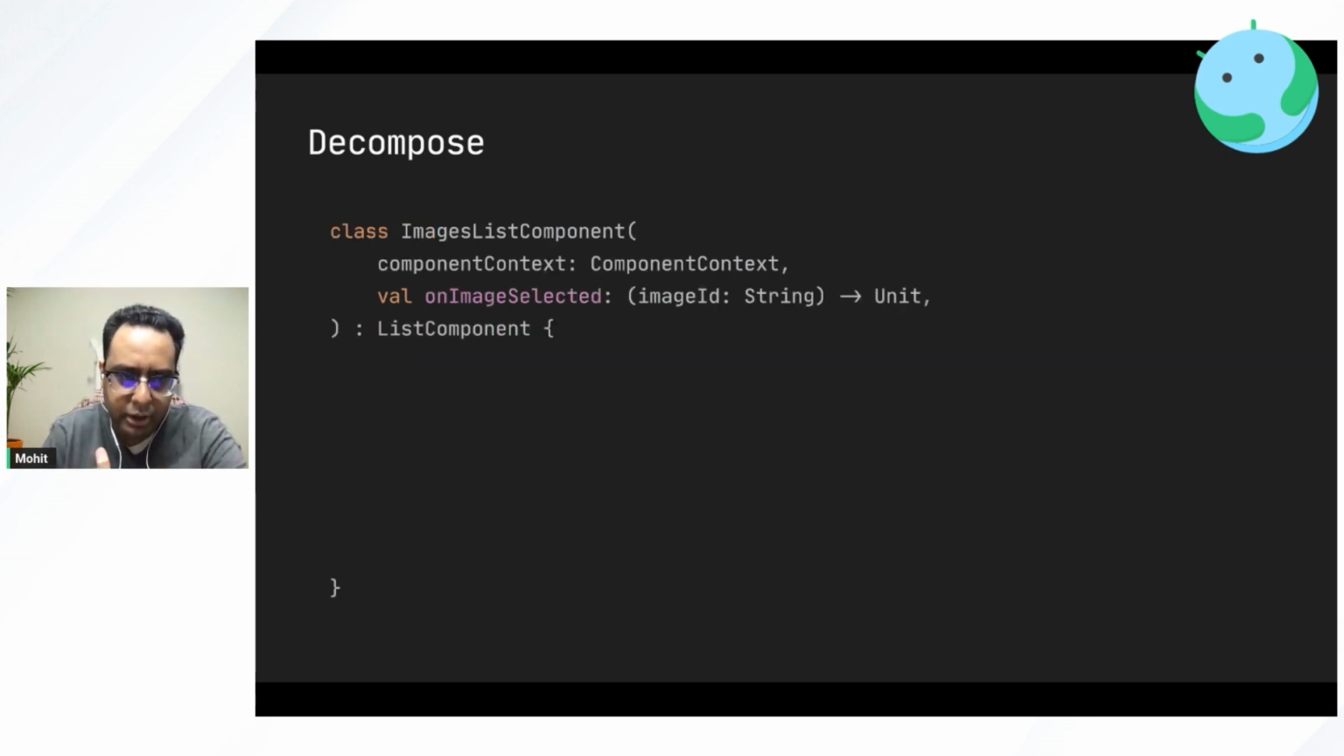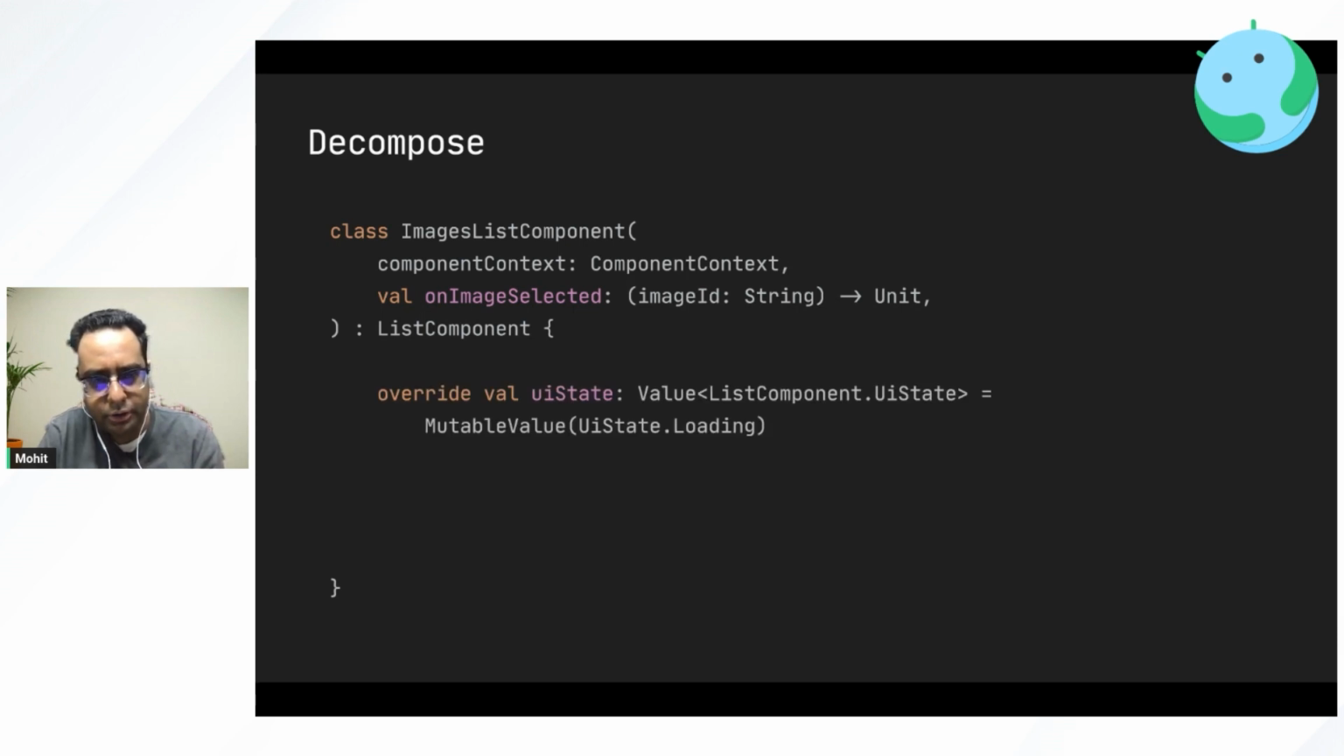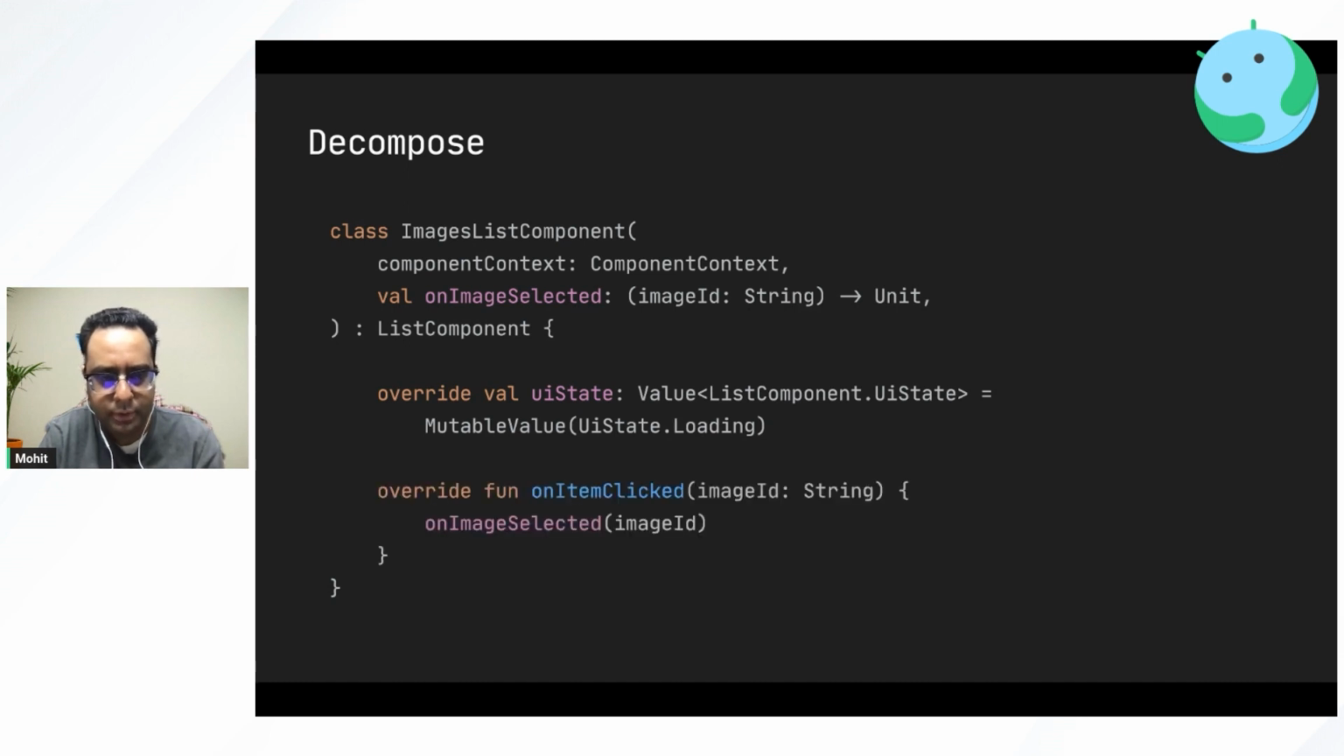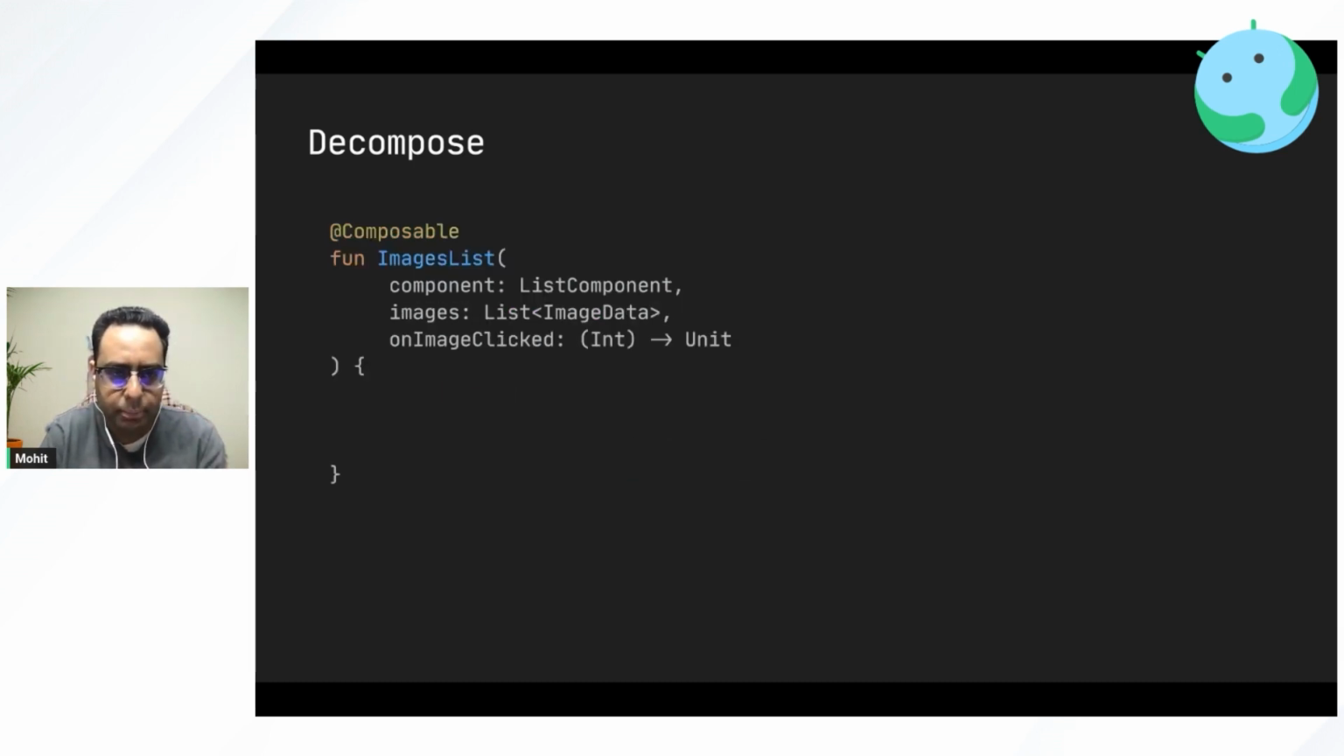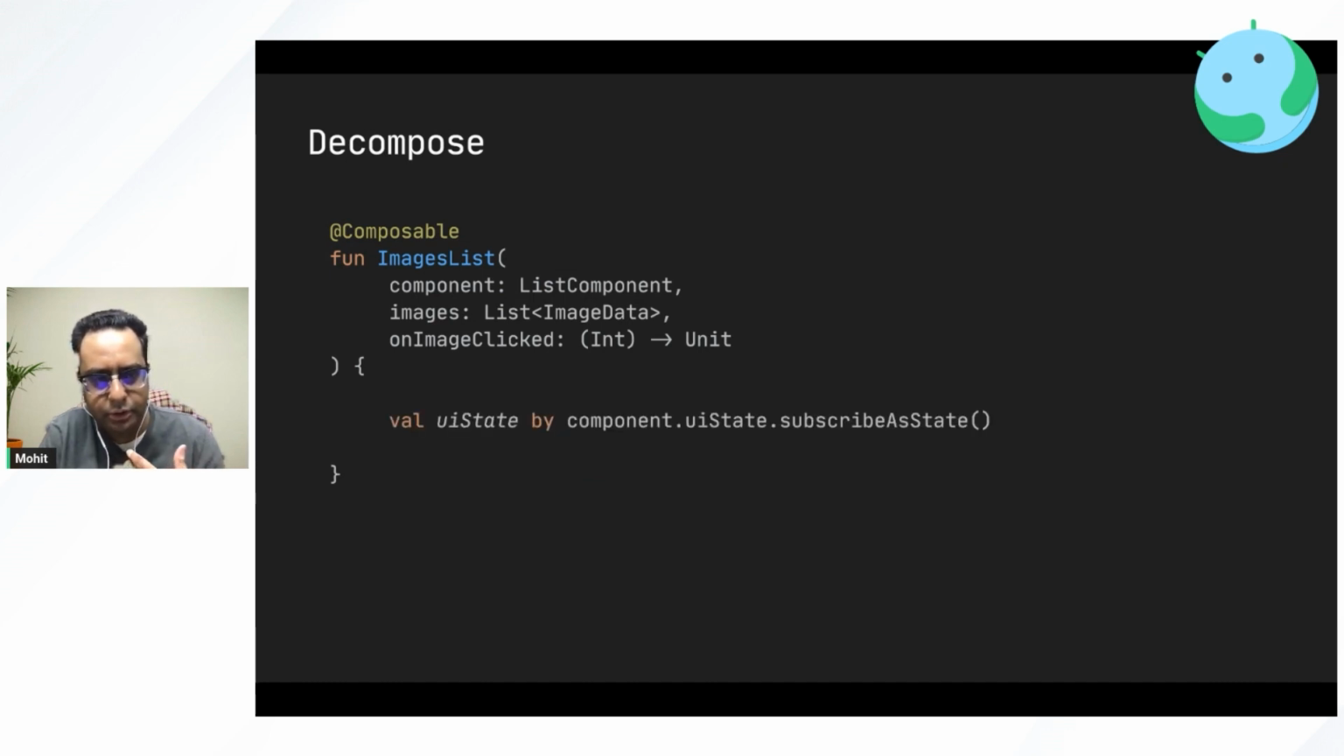I would provide a concrete implementation, and what this library provides you with is a component context. In there, I could specify, for this value type, the mutable value that you want to update the state with, and I specify all the logic that I want to happen. So this is the component that I would pass to my images list, and then from there I could subscribe.